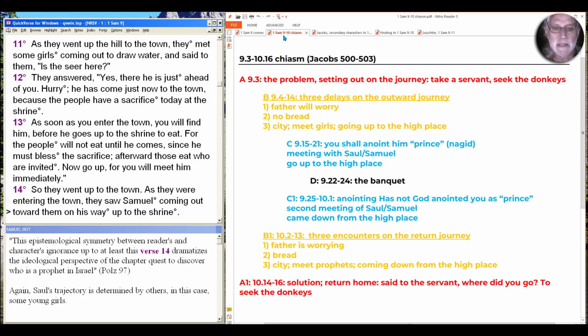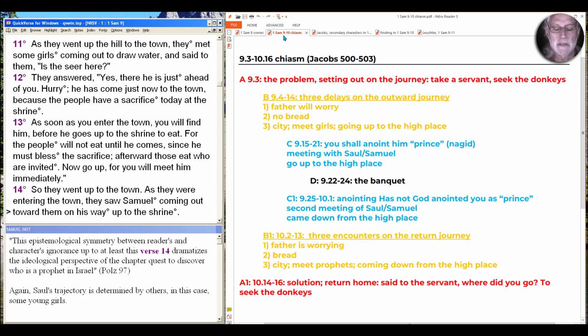So at the beginning and the end is the problem and the solution, the setting out on the journey, taking the servant, seeking the donkeys, and at the end he reports back that he took the donkeys. But in the B part, you can see both the B and the B1 part, we can see the prospect, the succession of the journey. So first there's the journey outward, and then there's the journey back. And as Jacobs nicely points out, there are 3 delays in the outward journey and 3 encounters in the inward journey, and they're closely parallel. They're even more closely parallel in the Hebrew, which I won't bring up here.